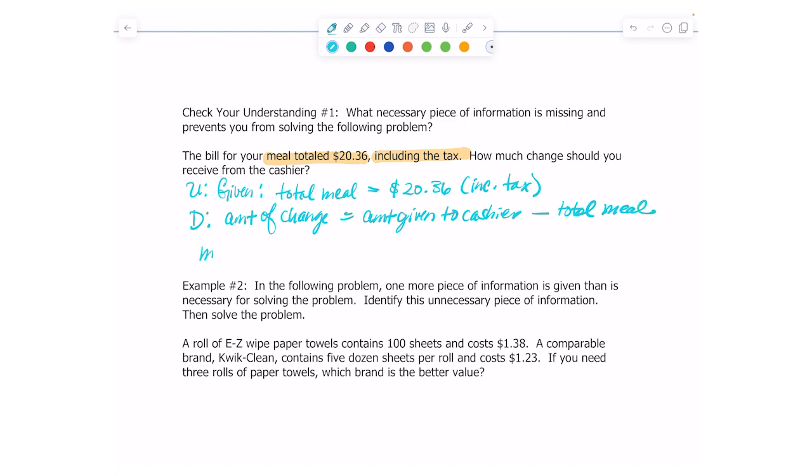So what's missing is the amount of money given to the cashier.